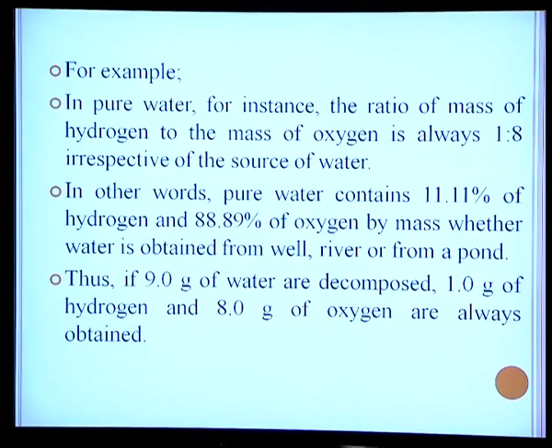In pure water, for instance, the ratio of the mass of hydrogen to the mass of oxygen is always 1:8, irrespective of the source of water. In other words, pure water contains 11.11% hydrogen and 88.89% oxygen by mass, whether water is obtained from a well, river or pond. Thus, if 9 gram of water is decomposed, 1 gram of hydrogen and 8 gram of oxygen are always obtained.